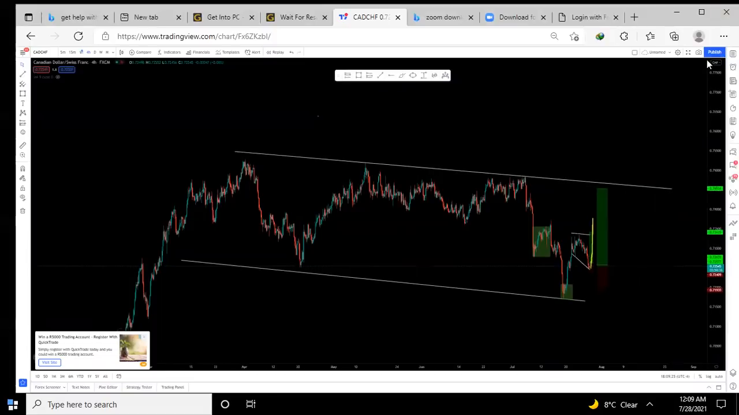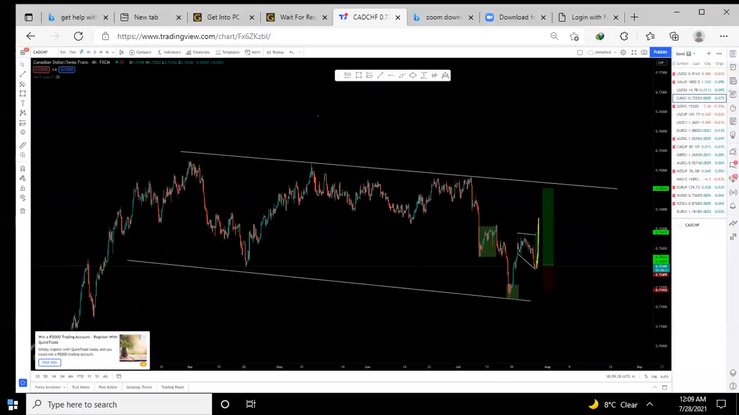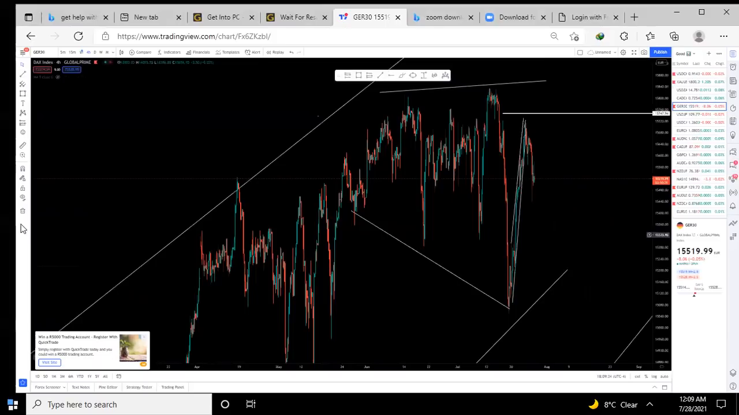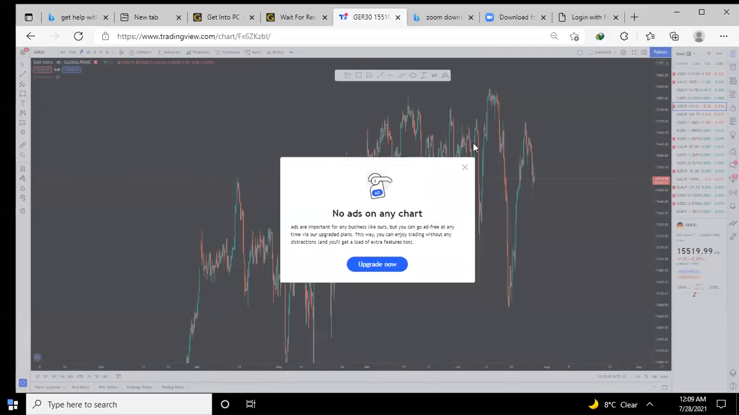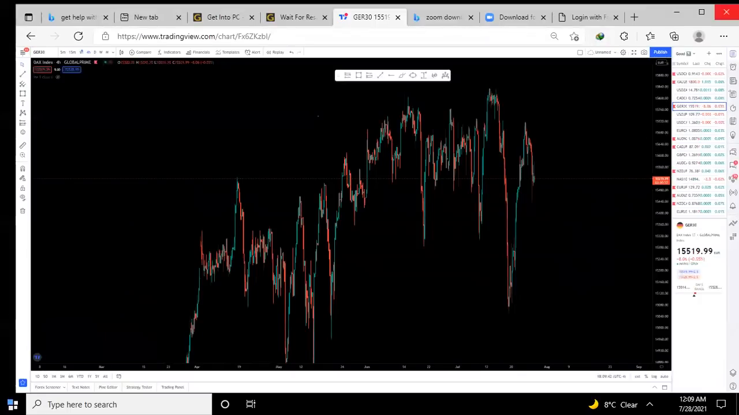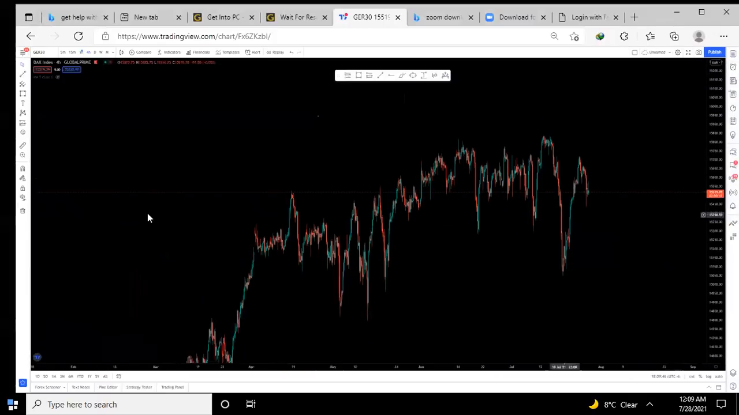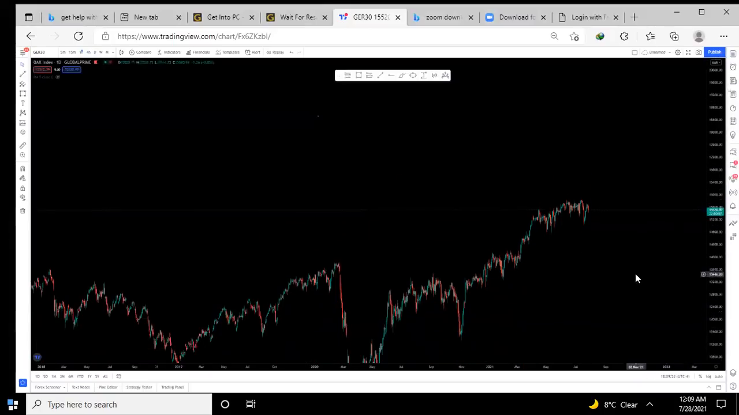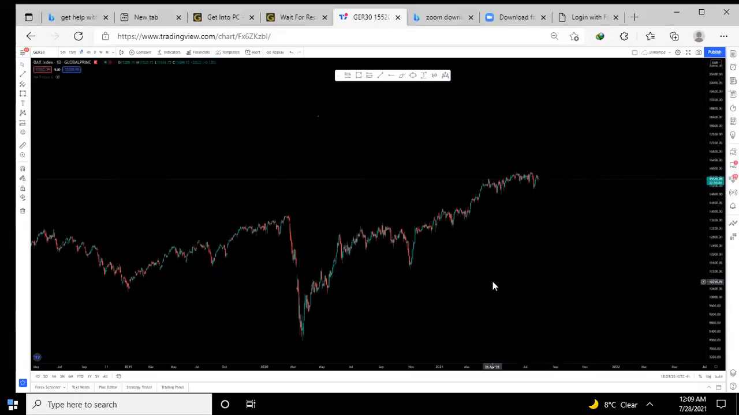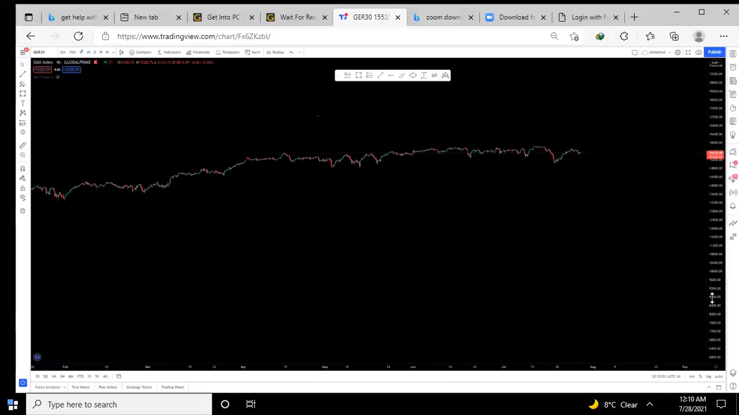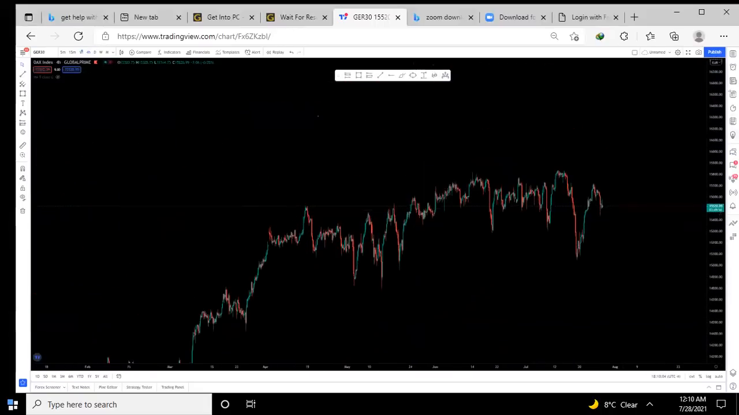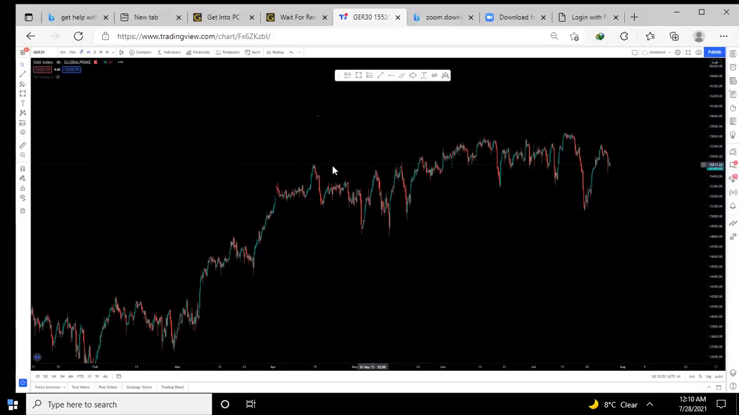So guys, this was CAD CHF. After CAD CHF, we're going to go to German 30. I'm just going down the list, guys, so please don't rush me saying, why didn't you analyze these? If this thing ends, then that's when you're going to have a problem. So here's German 30, guys. We're looking at German 30 on the 4 hour time frame.